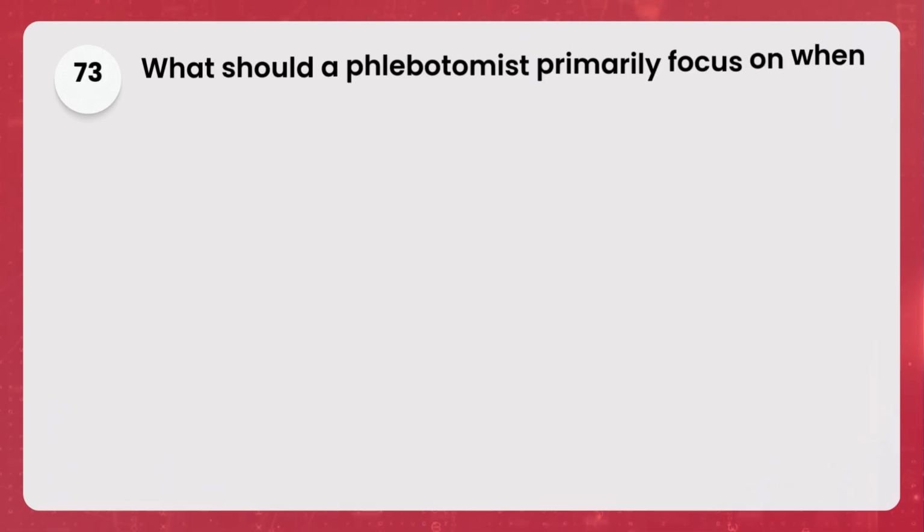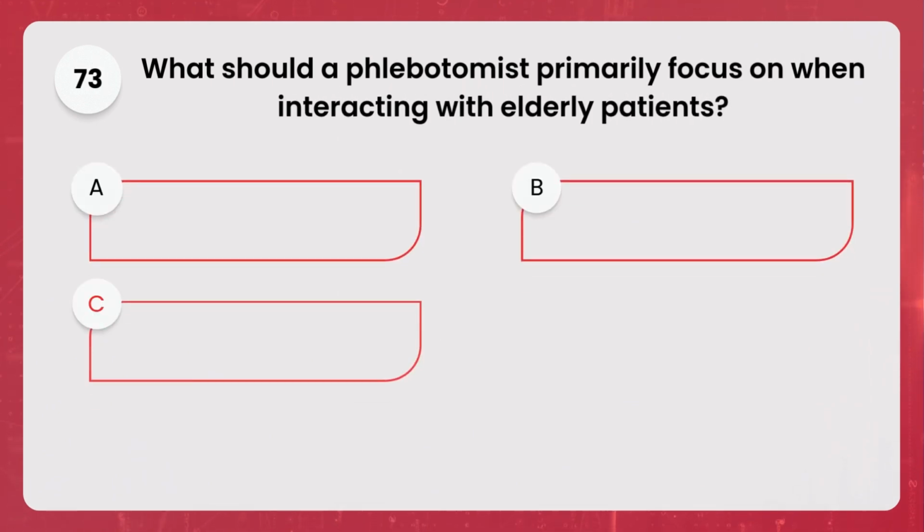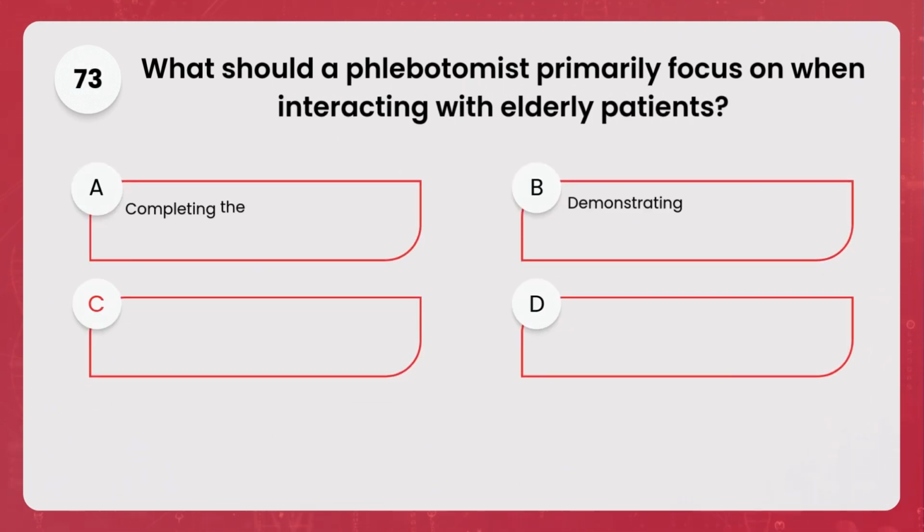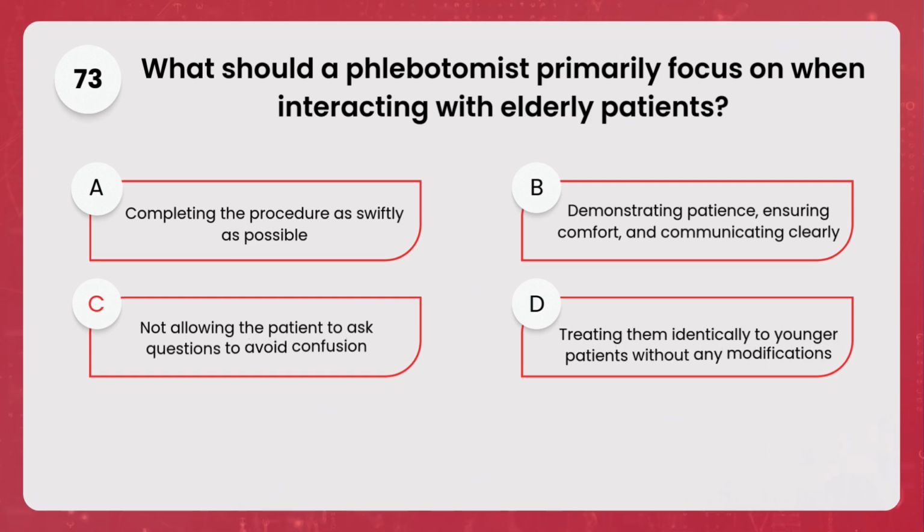Number 73. What should a phlebotomist primarily focus on when interacting with elderly patients? A. Completing the procedure as swiftly as possible. B. Demonstrating patience, ensuring comfort, and communicating clearly. C. Not allowing the patient to ask questions to avoid confusion. D.